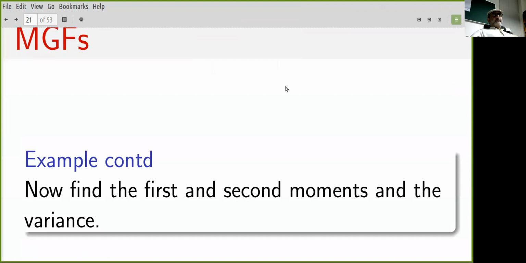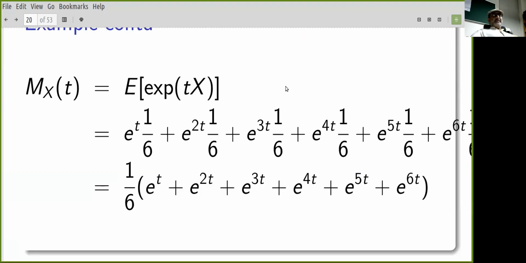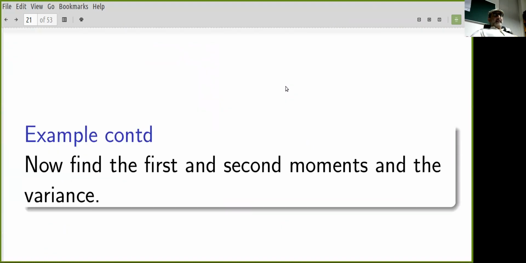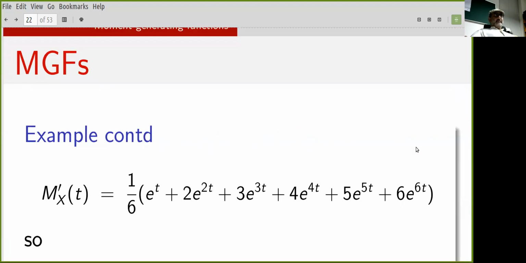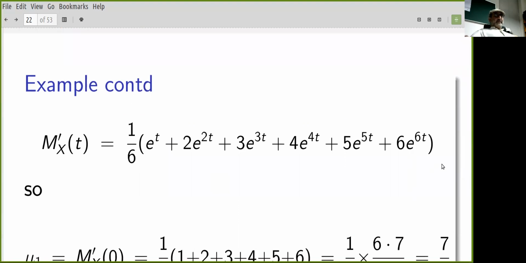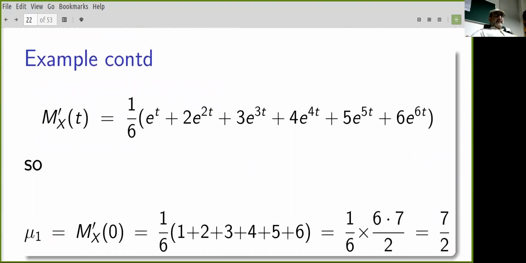This is the moment generating function for that random variable X. Now, supposing I want the first and second moments of this, and I want to find the variance. I need the first derivative and the second derivative, and then I need to set t equal to 0 on those. To get the first moment, the expectation of X, I take the first derivative and set t equal to 0. Then this is 1 plus 2 plus 3 plus 4 plus 5 plus 6, over 6. So that's 7/2.